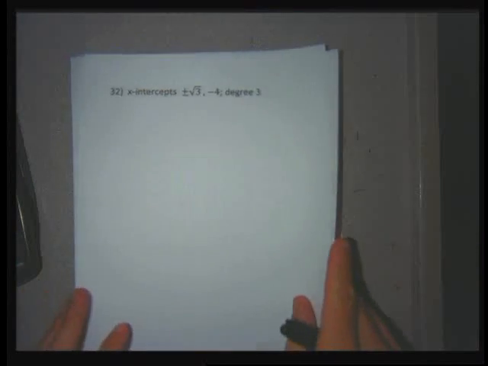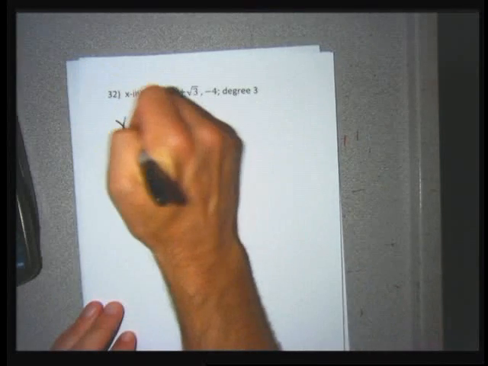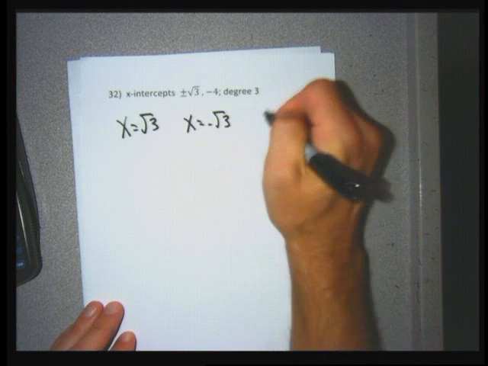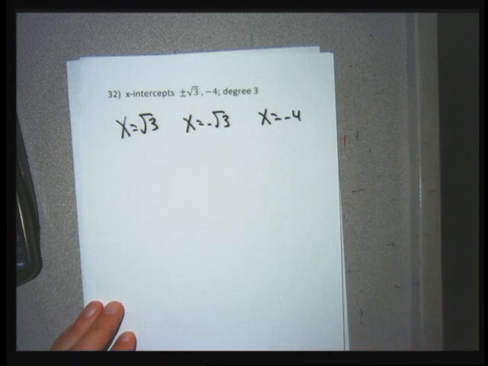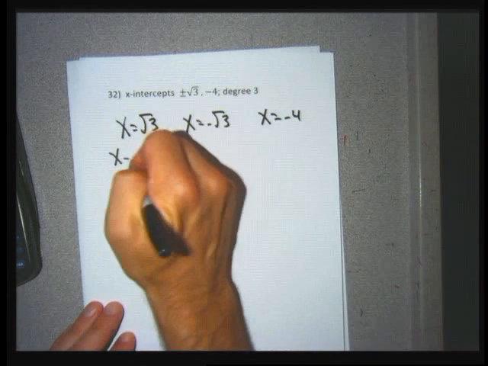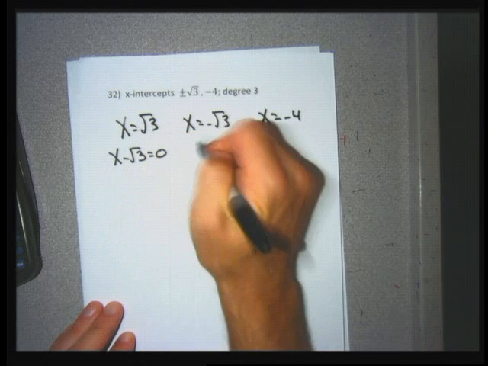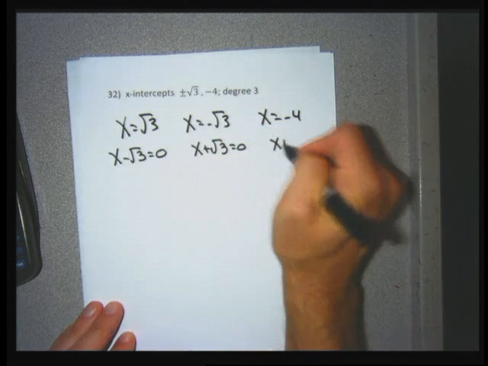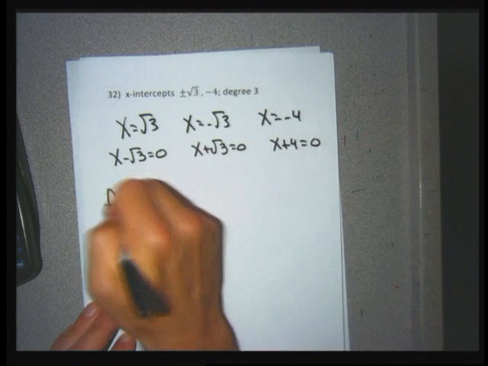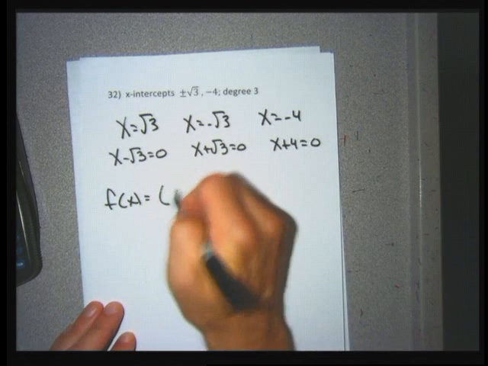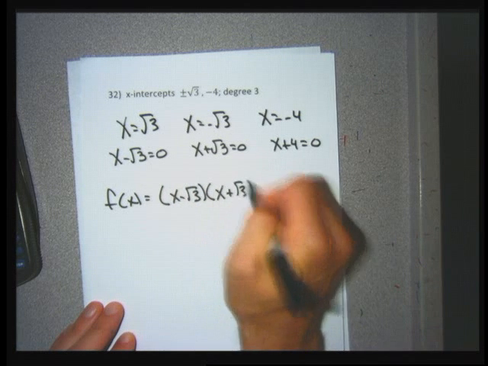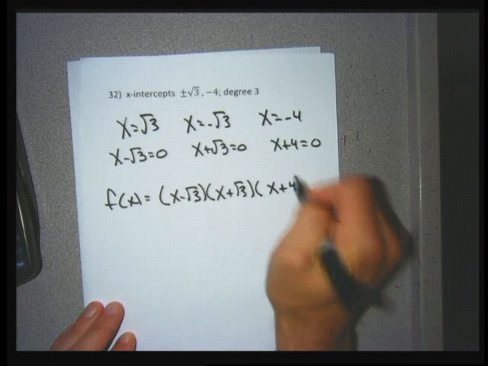Number 32, finally, last problem in this section. I want a degree 3, and I want x equal to square root of 3, x equal to minus square root of 3, x equal to minus 4. I'm going to write this one as x minus the square root of 3 equal to 0, this as x plus the square root of 3 equal to 0, this as x plus 4 equal to 0. Multiply them out, I get f of x is x minus square root of 3 times x plus square root of 3 times x plus 4.